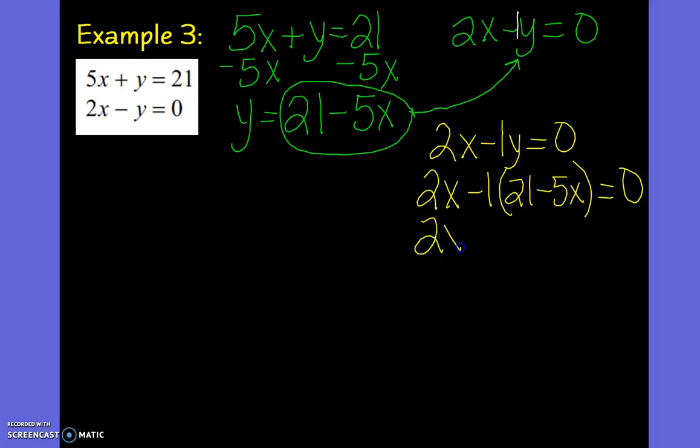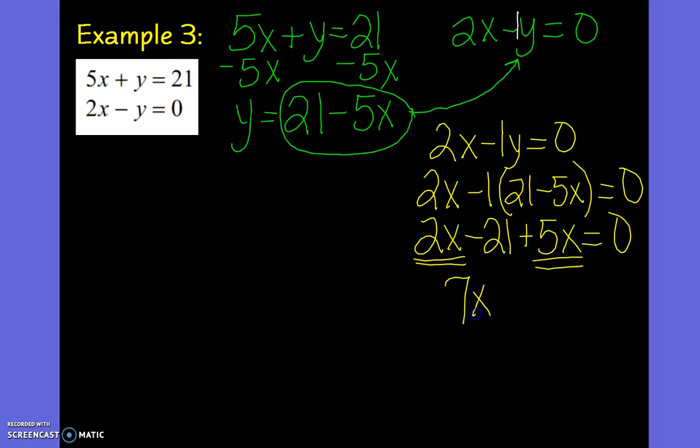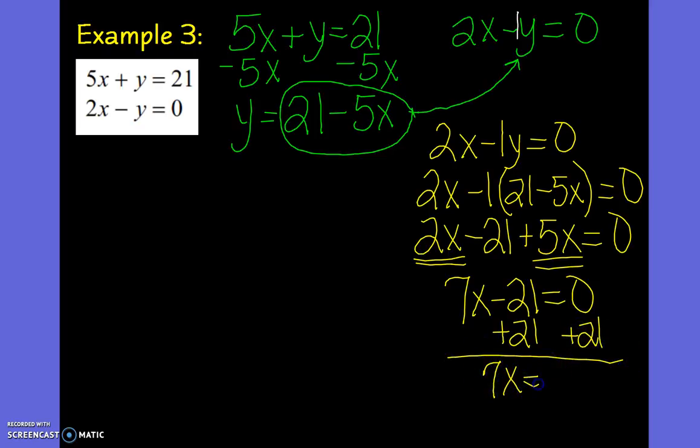Use my distributive property, 2x minus 21. Negative 1 times 21 is negative 21. Negative 1 times negative 5x is a positive 5x equals 0. Combine my like terms. 2x plus 5x is 7x minus 21 equals 0. We're going to add 21 to both sides. That's going to give me 7x equals 21. And then we're going to divide both sides by 7. And 21 divided by 7, x equals 3.